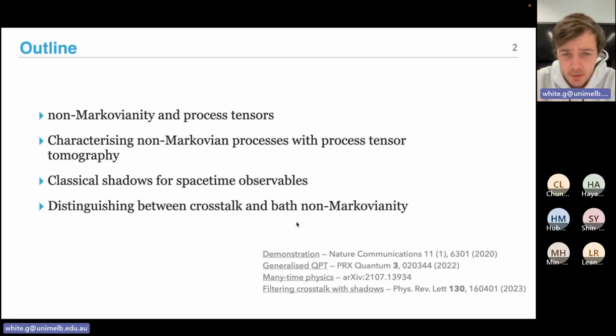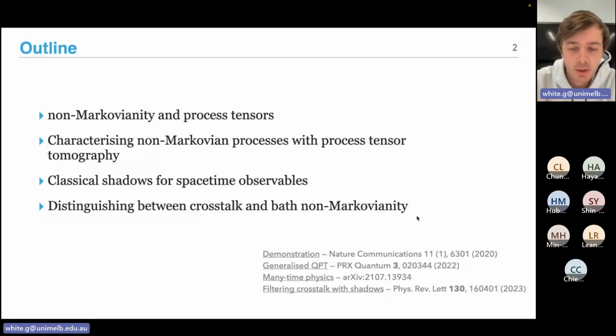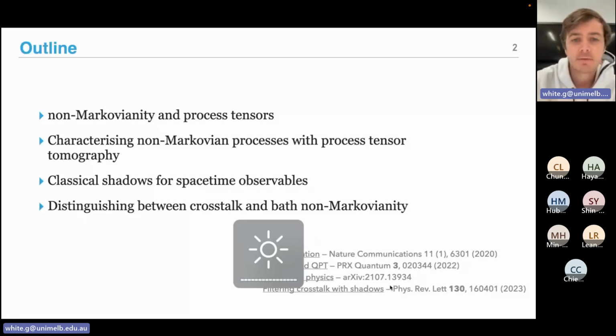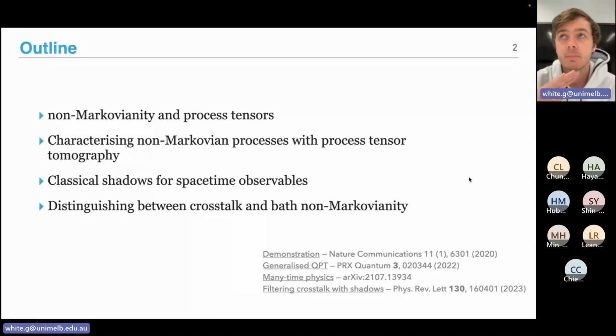These three references here look at characterizing temporal correlations on open quantum systems in practice. So given some quantum device, how can you learn its non-Markovian dynamics? I won't go through those in detail, but I'll give a brief background, and then go through this recent paper, which is how you actually filter out the effects of nearby qubits in order to completely see what the bath is doing to your system.